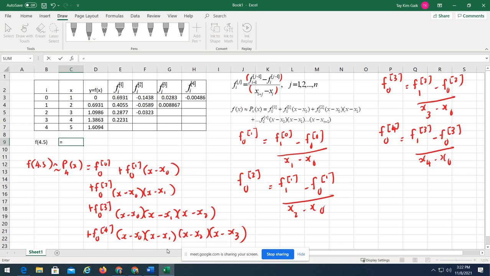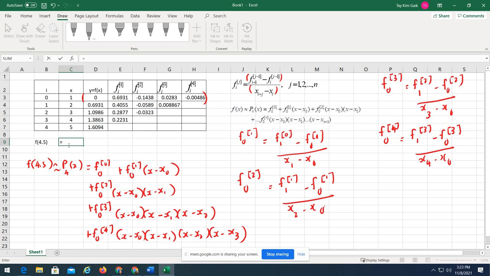Compared to this general formula, level 0 didn't multiply anything. First level multiplies one term, second level two terms. If up to level n, you multiply up to x minus x(n minus 1). That's why the fourth level goes up to x minus x3. So the fourth level has 1, 2, 3, 4 terms, third level 3 terms, second level 2 terms, first level 1 term, zero level didn't multiply anything. All the F nodes at level 0, 1, 2, 3, 4 are actually the first row values here.